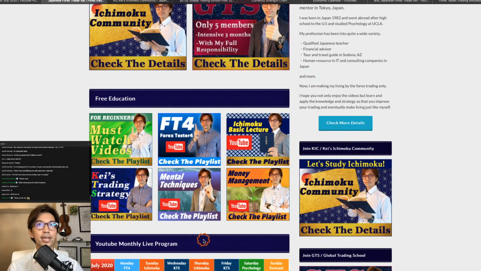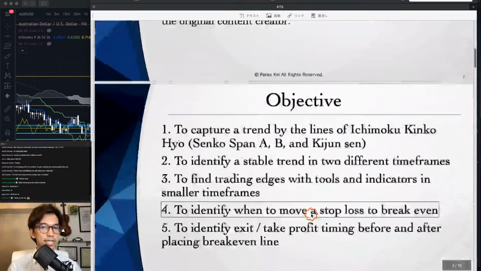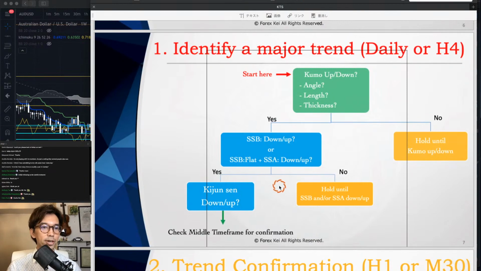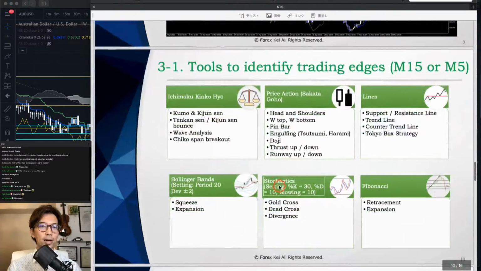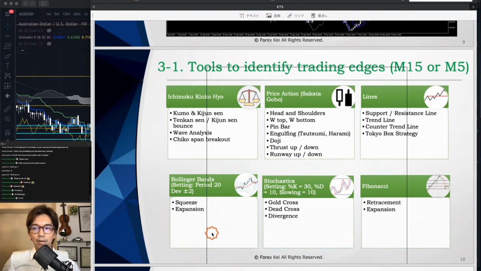Then I talked about everything in the PDF. I mean, how to capture trends in Senkou Span A, B, Kumo and Kijun-sen, how to confirm it, and I've also talked about all these tools by running Forex Tester 4 and the live analysis like this. And I keep doing this every day. If not, then I will upload a video instead, because of course I sometimes have something to do at night. In that case I will upload a video so that at least you can learn something new from my channel.